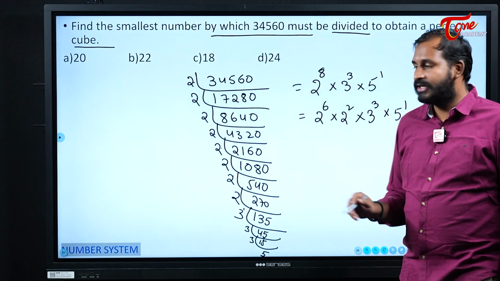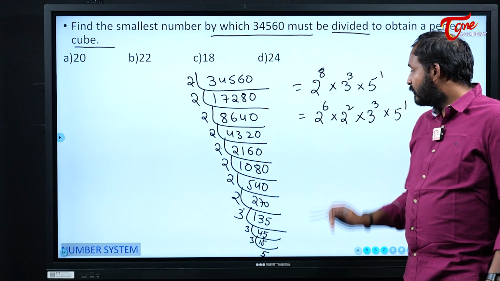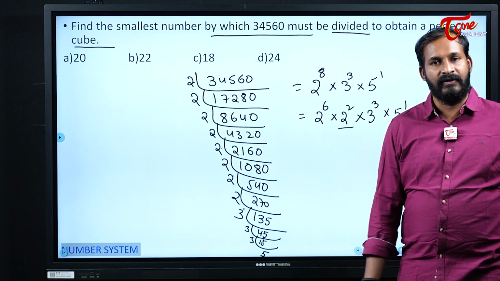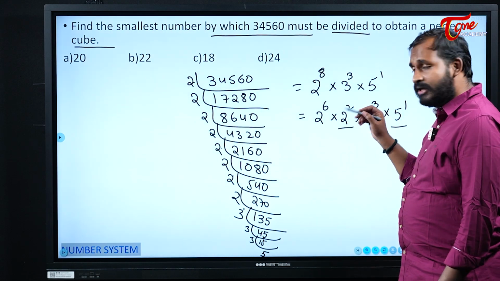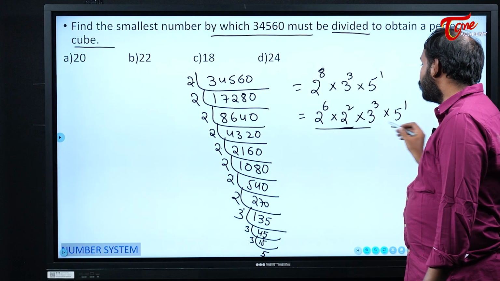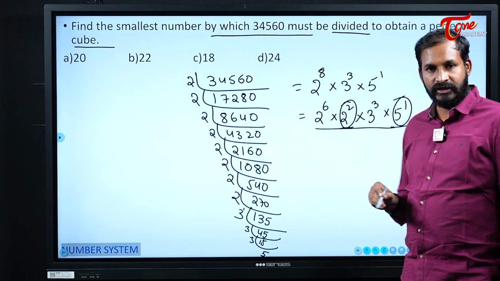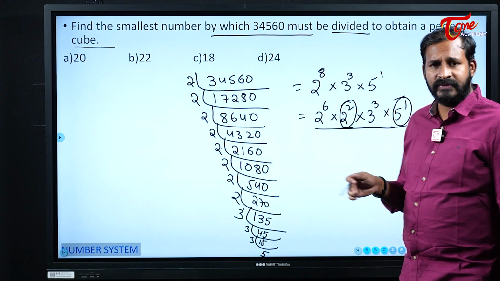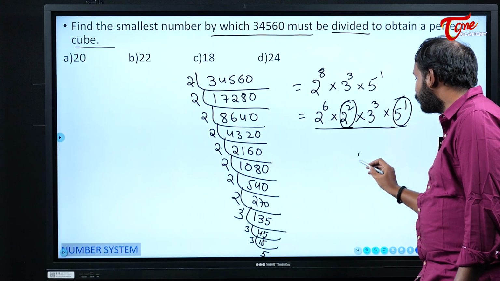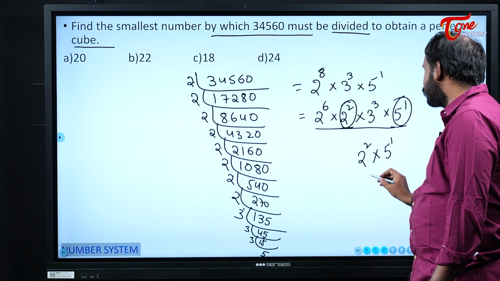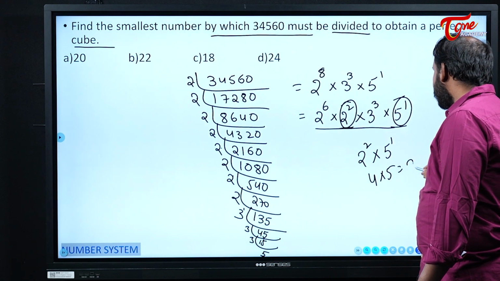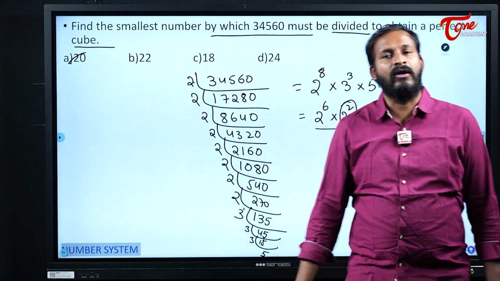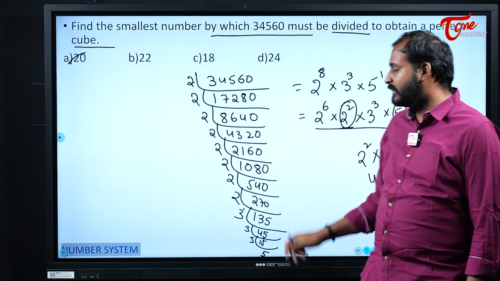Now please observe carefully here. 2 power 6 is already a perfect cube. 3 cube is a perfect cube, but I cannot make 2 square and 5 to the power of 1 a perfect cube. So here I need to divide. If I remove these two things, then obviously my number becomes a perfect cube. Removing these two means nothing but dividing. So you need to divide it by 2 square into 5 to the power of 1. 2 square is 4 and 5 to the power of 1 is 5. So you need to divide it by 20. That number obviously becomes a perfect cube. Dividing means removing the things.